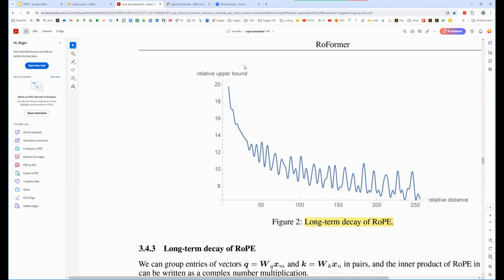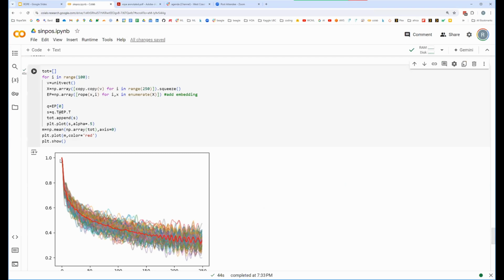And this relative upper bound, it says relative, so I don't know why they normalized to 20, or how they picked this range, but this peak here would be a function of the norm of the vector squared. In my case, it happens to be 1 because I'm using unit vectors on the hypersphere, so it shows up as 1. What if they took a log?